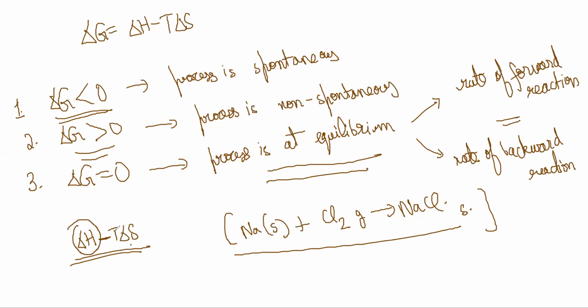Because at some temperature T, this process will not be favorable because delta G will be greater than 0, right? But at some different temperature, it could become favorable. You understand when you change the temperature? So sometimes some reactions don't happen at room temperature, but if you increase the temperature slightly, they will happen immediately.